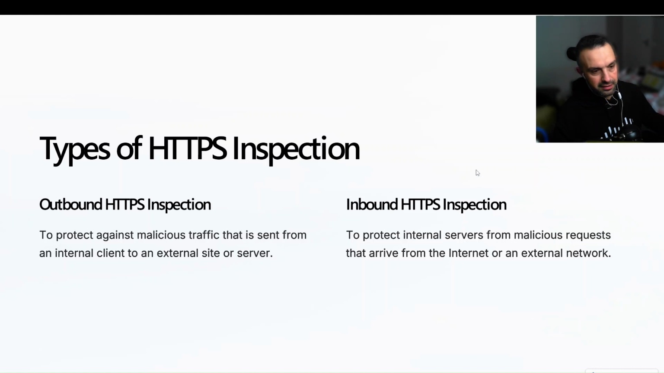So types of the HTTPS inspection, we have the outbound HTTPS inspection, so the traffic that goes from our network to the internet, and inbound HTTPS inspection, that is the internet to our servers. Outbound HTTPS inspection protects against malicious traffic sent from an internal client, our internal network, to an external site or server. The inbound HTTPS inspection protects internal servers from malicious requests originating from the internet or an external network.